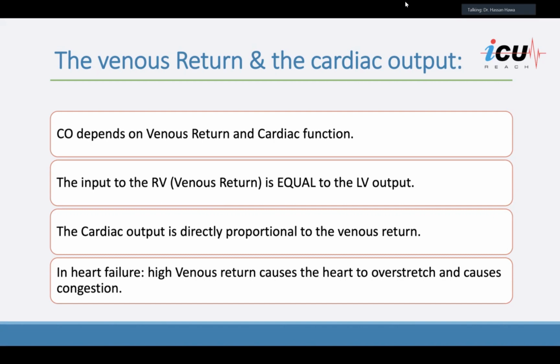Imagine if there's any discrepancy, then there will be venous congestion, and you end up with pulmonary edema and all the consequences of heart failure. The cardiac output, we know, is directly proportional to the venous return. And again, we will address this when we talk about ventricular-arterial coupling. We know in heart failure, high venous return causes the heart to overstretch, and that unfortunately leads to the congestion and all the features of heart failure.